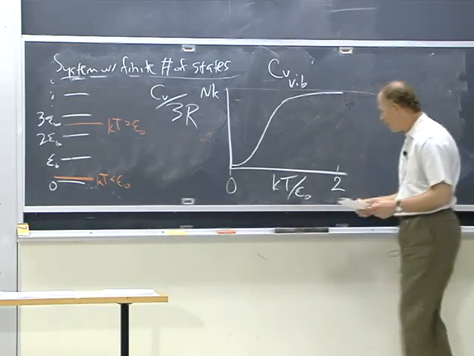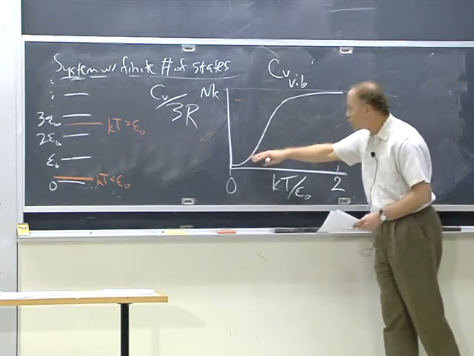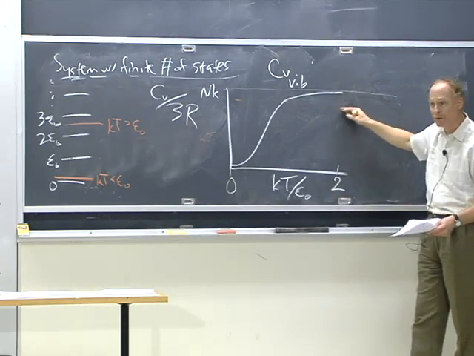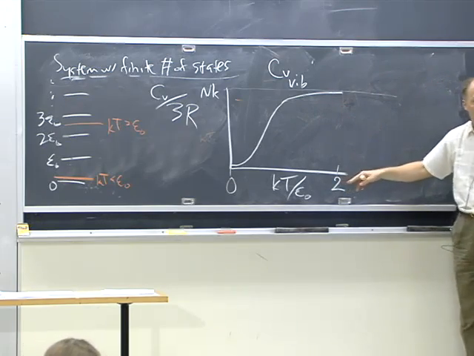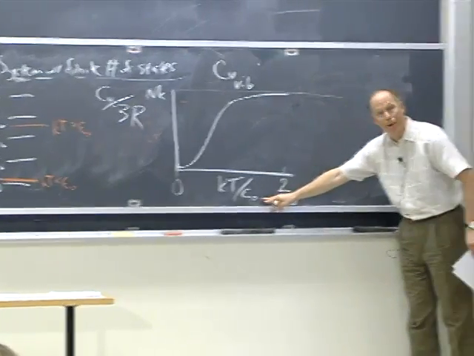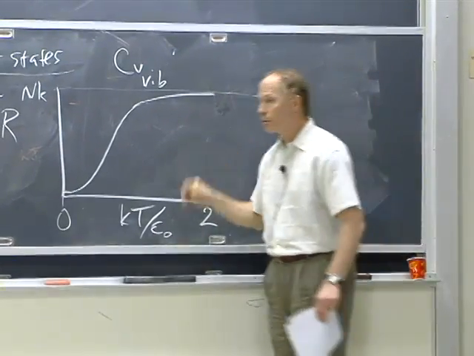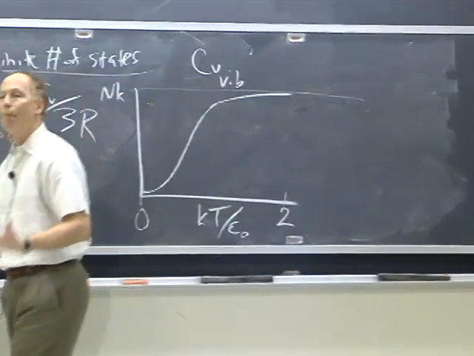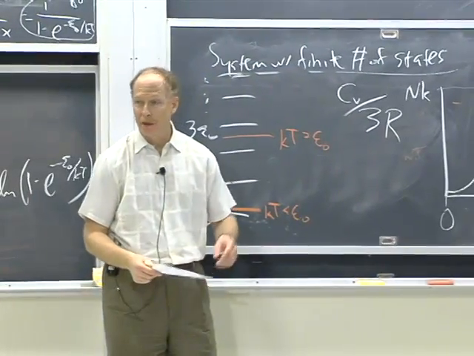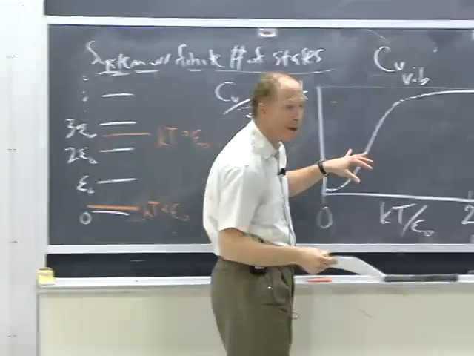So that's the vibrational heat capacity of a solid. That's what it looks like. And at moderate temperature, this doesn't have to be very much bigger than epsilon 0. You're already in essentially the high temperature limit. And now for molecules, that limit isn't usually reached at room temperature.